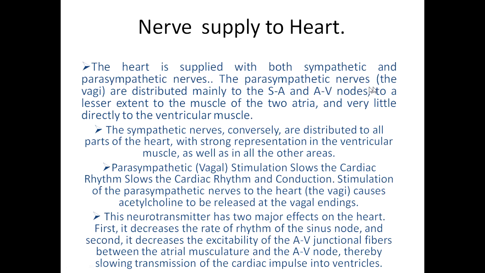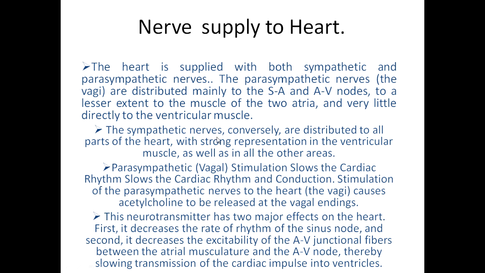The parasympathetic nerves, the main nerve being the vagus nerve, are distributed mainly to the SA and AV nodes. What is SA? It is the sinoatrial node, and AV is the atrioventricular node, which are located in the heart. To a lesser extent they supply the muscle of the two atria, and very little directly to the ventricular muscle. So what we have to understand is that the parasympathetic nerves supply mainly the nodes of the heart: the SA node and AV node.